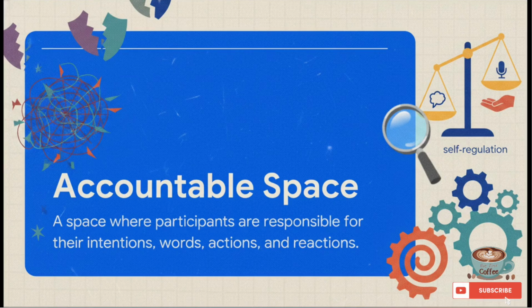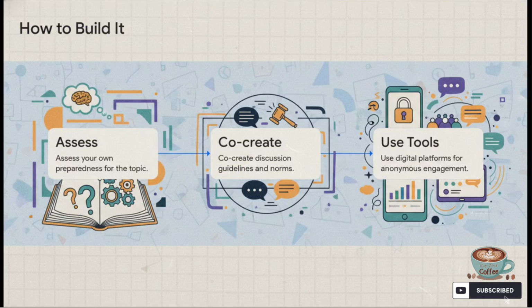So instead, we want to cultivate an accountable space. This is a learning environment where participants are explicitly responsible for their intentions, their words, their actions, and their reactions. It puts the onus on everyone to practice self-regulation and to lean into some productive discomfort. So how do we actually pull this off?